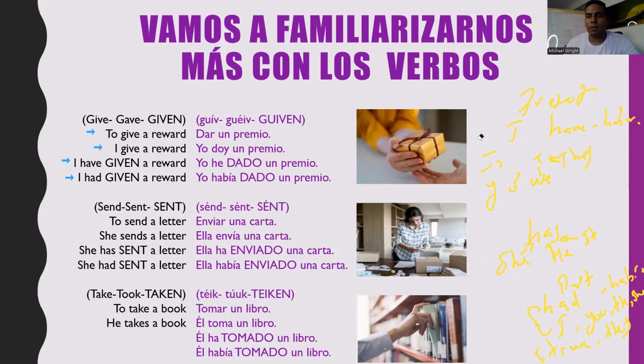So if I want to say ella había dado un premio, how would it be in this case? So she had given a reward. She had given a reward. You got it? Okay.